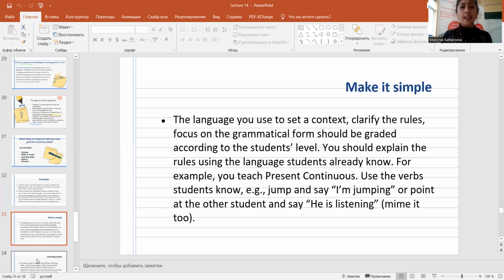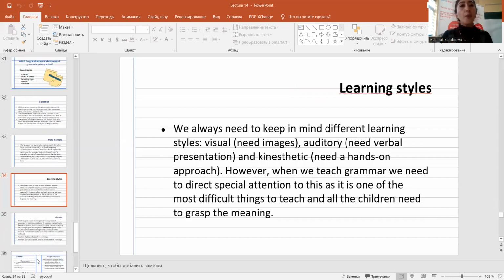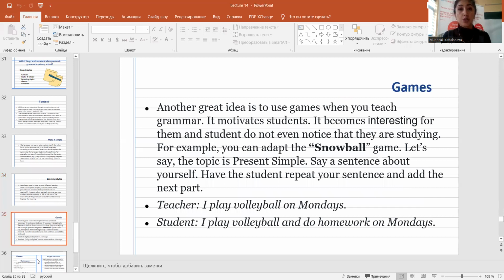Make it simple. The language you use to set a context, clarify the rules, and focus on the grammatical form should be graded according to the students' level. Be sure you make it simple for your students. Always consider your students' learning styles, which are usually, most of the time, different. We have visual learners, we have auditory learners, we have kinesthetic learners, and we always learn differently. Consider and plan your activities and lesson plans according to these learning styles of your students.